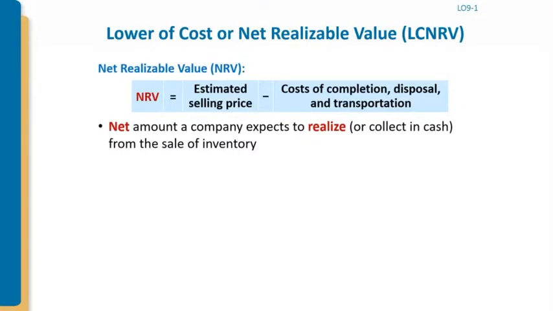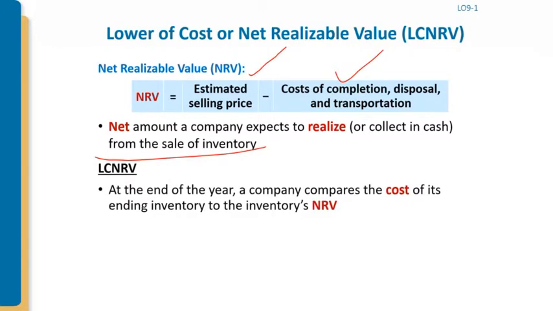So we can see that net realizable value is equal to estimated selling price minus cost of completion, disposal and transportation, meaning cost of sales actually. Net realizable value is the net amount a company expects to realize, or collect in cash, from the sale of an inventory.